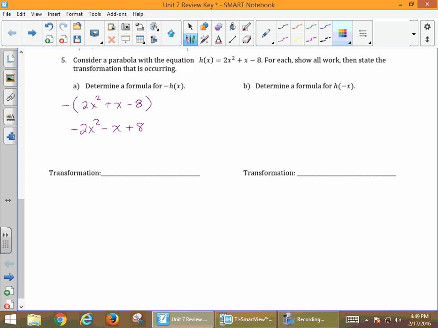Now, what is this transformation? This is a reflection over... And let's think about what's happening. The sign is on the outside. That tells me my y's are changing. My changes are happening up and down. My y's are changing, so that reflection goes over the x-axis.